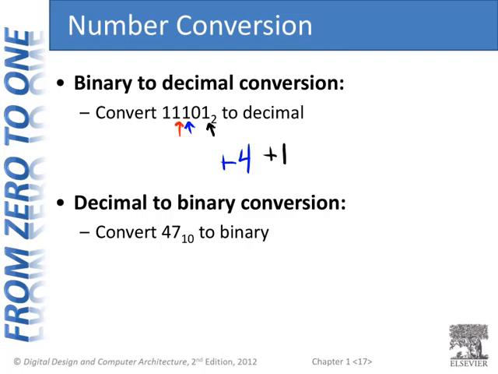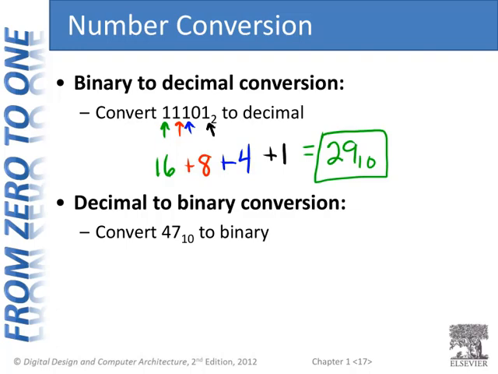There's a 1 in the 8's place. We got an 8. And finally, there's a 1 in the 16's place. So we add a 16, and we get 16 plus 8 plus 4 plus 1. We get 29 base 10. And we can also do decimal to binary conversion.